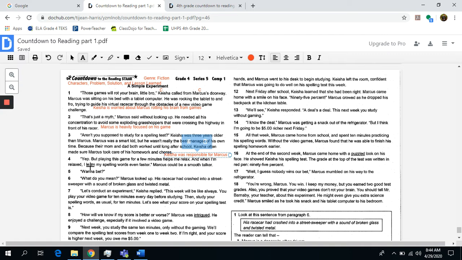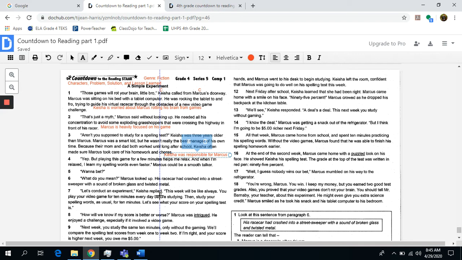Yep, but playing this game for a few minutes helps me relax. And when I'm relaxed, I learn my spelling words even faster. Marcus could be a smooth talker. Want to bet? What do you mean? Marcus looked up. His race car had crashed into a street sweeper with a sound of broken glass and twisted metal. Let's conduct an experiment, Keisha replied.